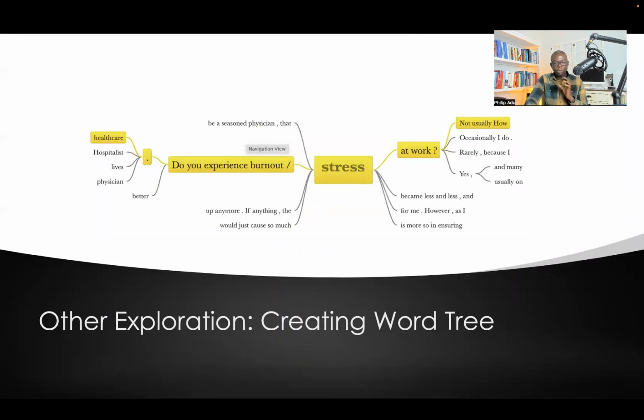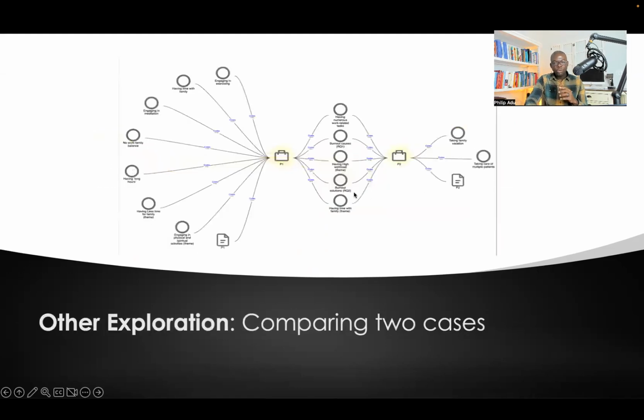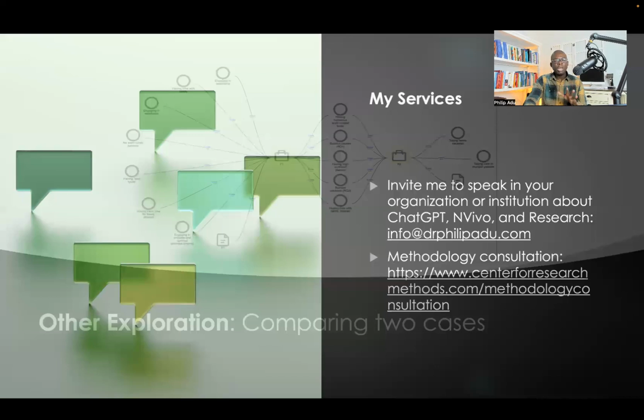This one is a word tree. I'm going to show you how to do it. You search for a word like stress, and the system can provide a word tree for you, showing words before and after the word stress. And also, if you want to compare cases, files, or themes, you'll be able to do that in NVivo. You see here that this case is for P1 and this one is for P2, and you can see what they have in common. These are the things that they have in common, and these are the things that they don't have in common. So this is what I have for you.